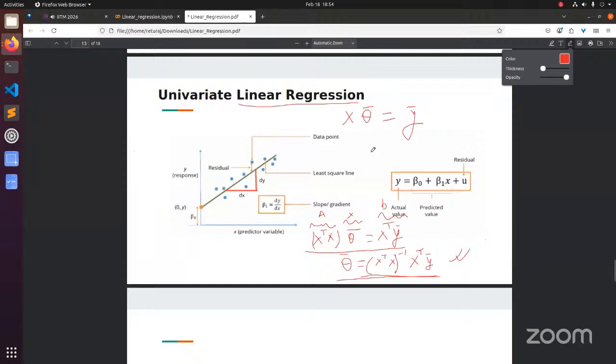Is this okay? Everyone is able to see the solution? How did we come from x into theta bar equal to y bar to theta bar equals x transpose x inverse into x transpose y?